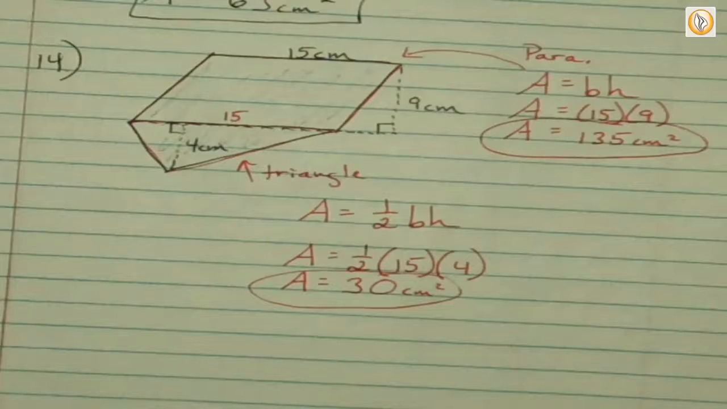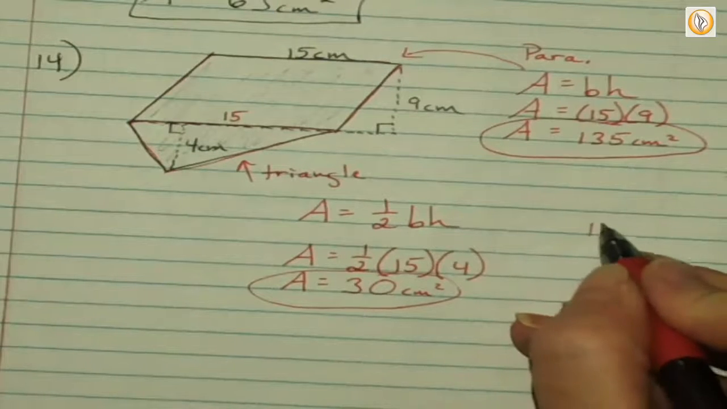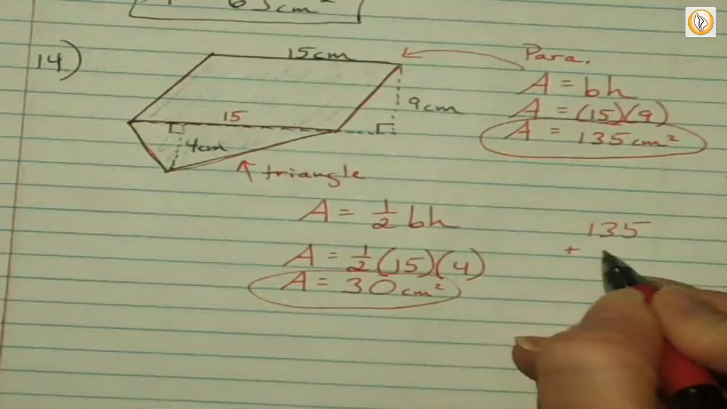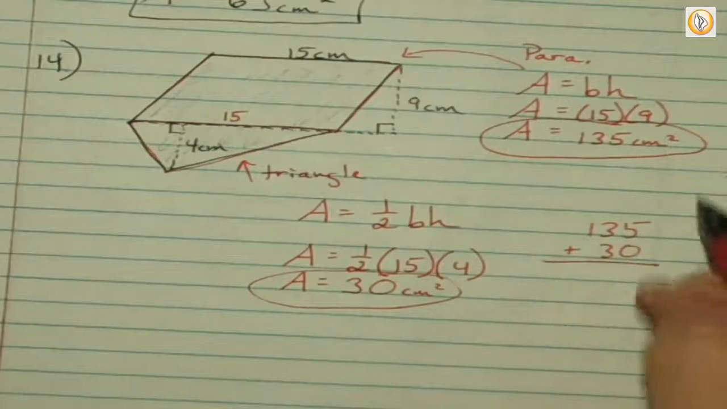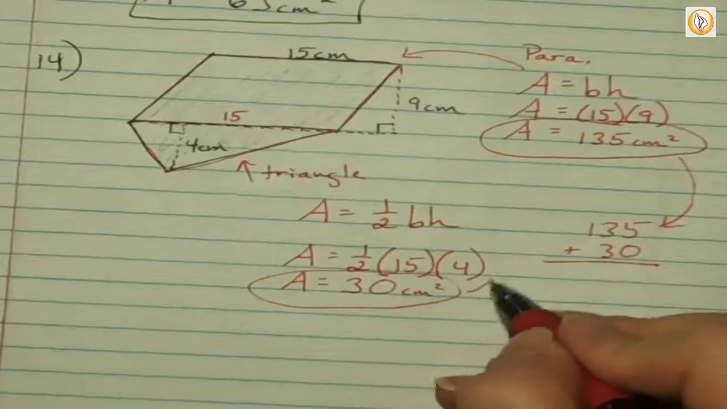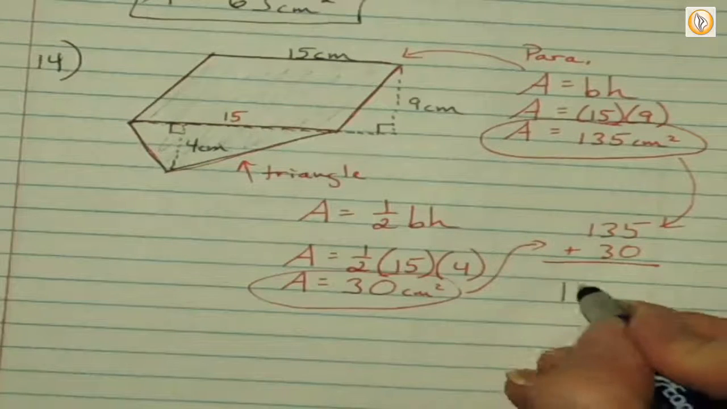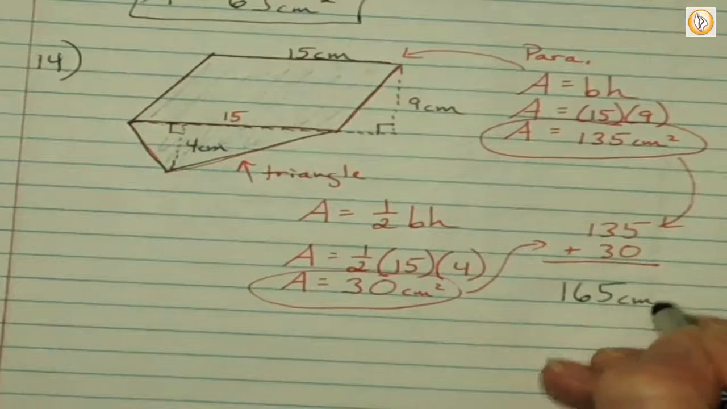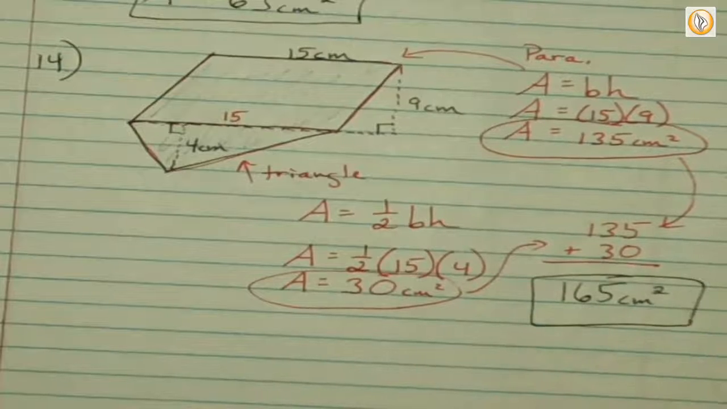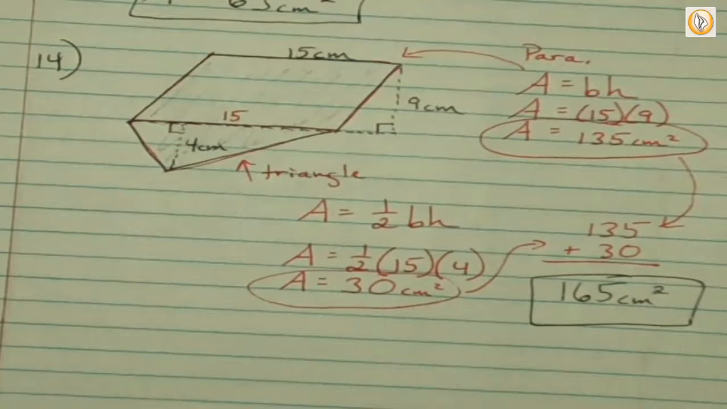So now we just add the two. 135 plus 30, and we get 165 centimeters squared for the whole thing. Does everyone get that? Good.